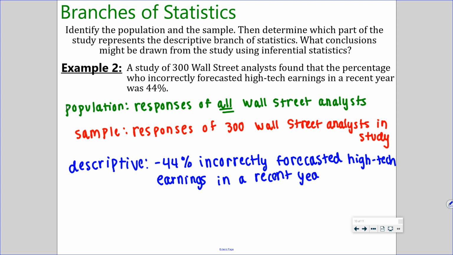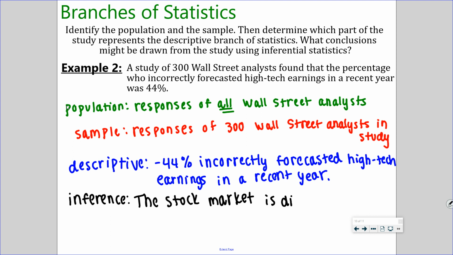I mean, we're talking about high-level professionals here. We're surveying Wall Street analysts, and 44% of them predicted this wrong. That shows you how crazy the stock market is. So a possible inference we could draw here, and again, there's more than one answer for this, is that the stock market is really difficult to predict, even for professionals. It's difficult to forecast.